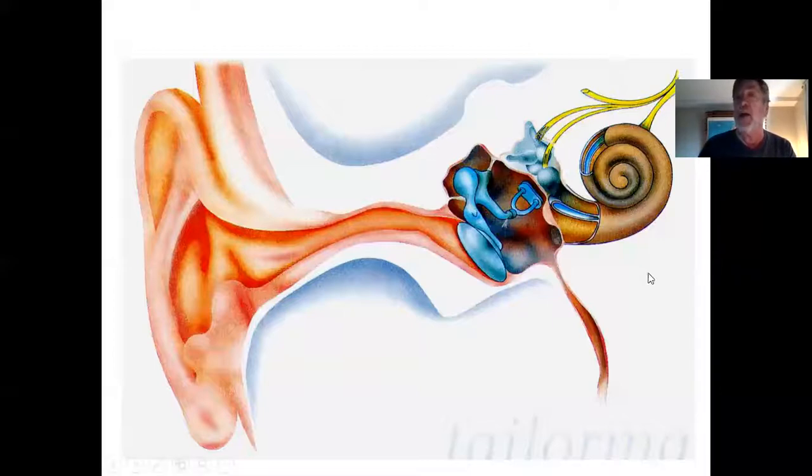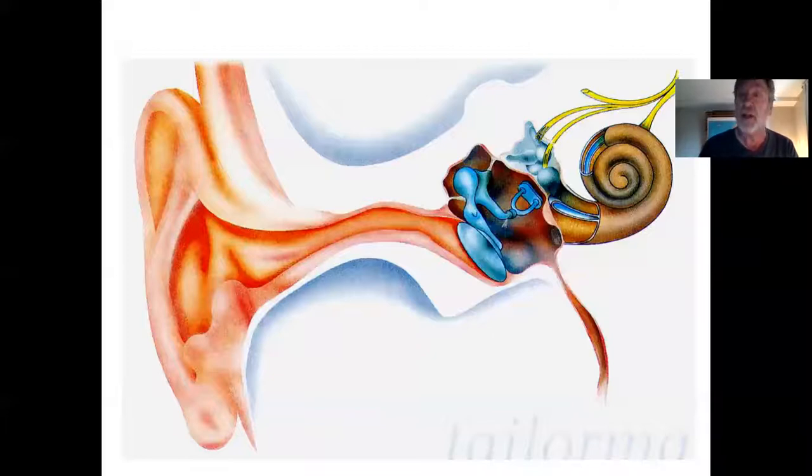Inner ear hearing loss is called sensory neural hearing loss, S-E-N-S-O-R-I-N-E-U-R-A-L, sensory neural. And sensory neural hearing loss is permanent. You can't fix it. It's there for the rest of your life. You can make it not get worse, but you can't repair and fix it. Just think of Humpty Dumpty, sat on the wall.